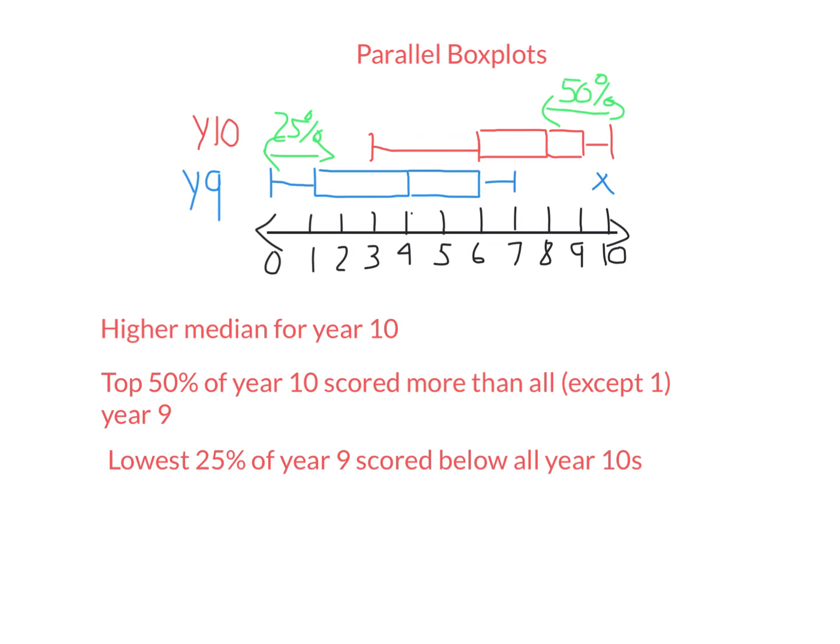So you could say that the bottom 25% of year 10 scores was the same as the bottom 75% of year 9. There are heaps of different things you could say.